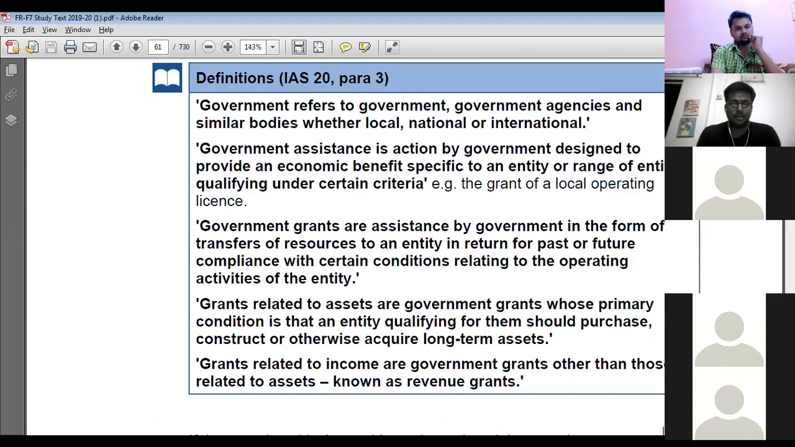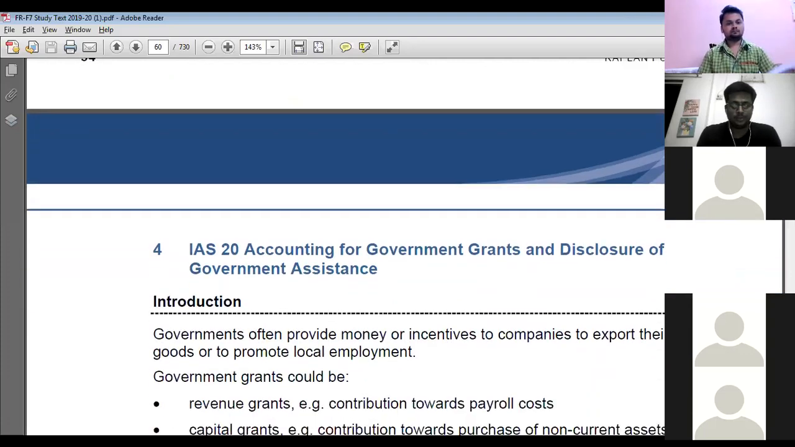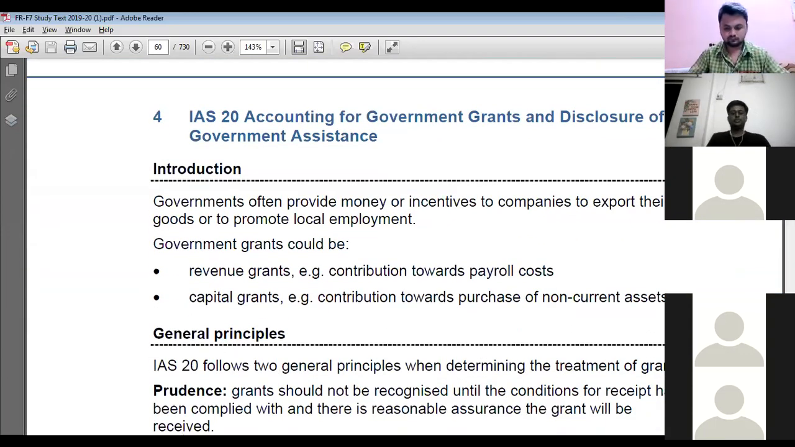Now another part is IS-20, that is government grants and disclosure for the government assistance. So first of all, what is a government grant? The benefits or incentives the industry receives from the government. Government generally provides these grants and incentives to promote trade in a particular area, promote exports, promote manufacturing activities. So government provides different kinds of grants and subsidies to companies. So how to account for this government grant?